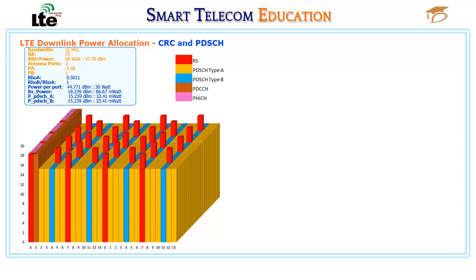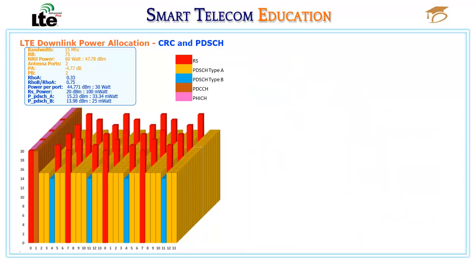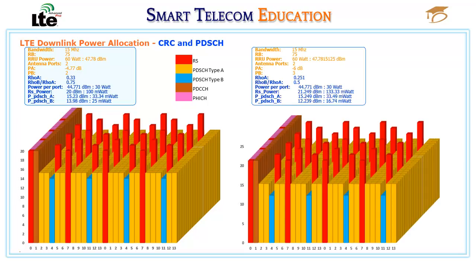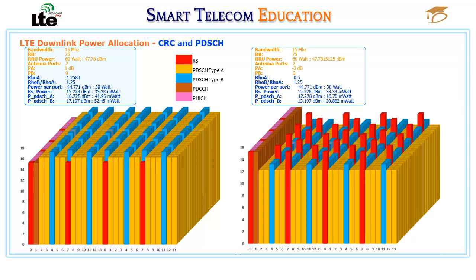An example of different settings of PA and PB, in a bandwidth of 15 MHz and an RRU of 60 watt. The setting of PA and PB provides a ratio for the power level in PDSCH type A and B to the power of the reference signal. PA equals -3, PB equals 1. PA equals 0, PB equals 0. PA equals -4.77, PB equals 2. PA equals -6, PB equals 3. PA equals 1, PB equals 0. PA equals -3, PB equals 0.